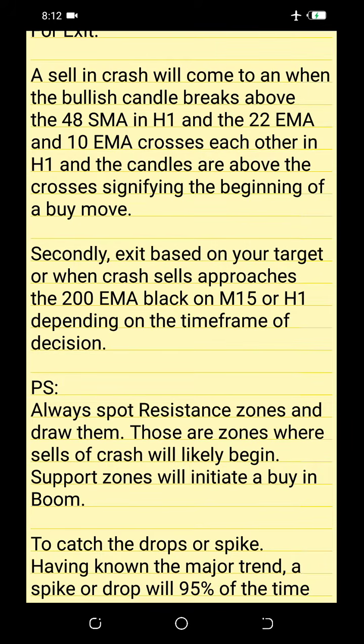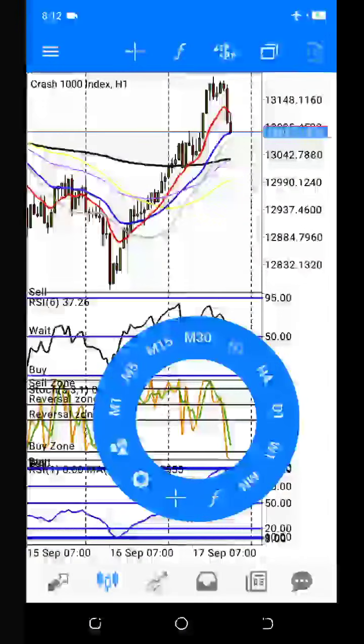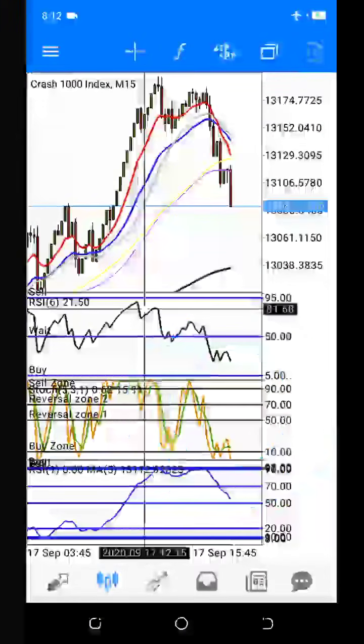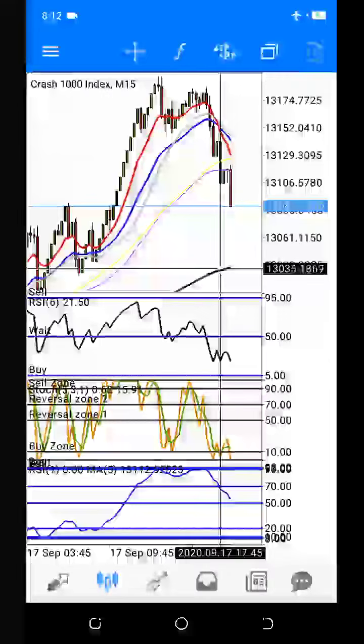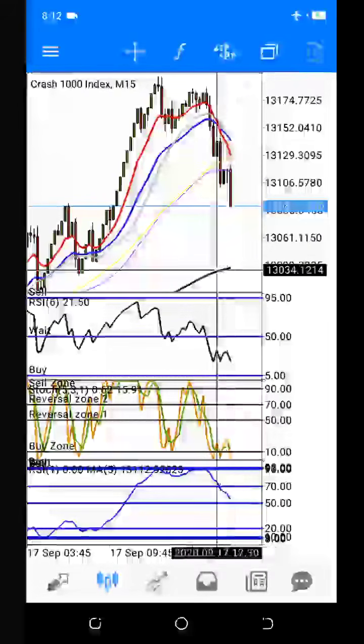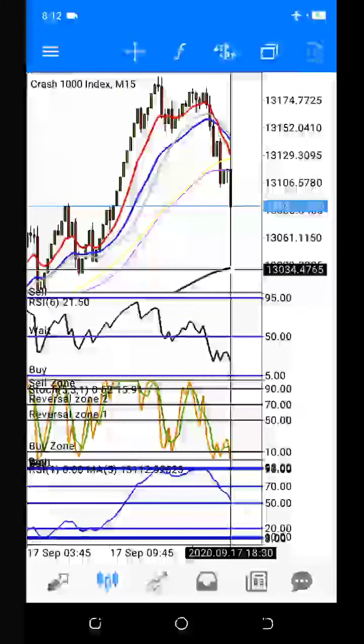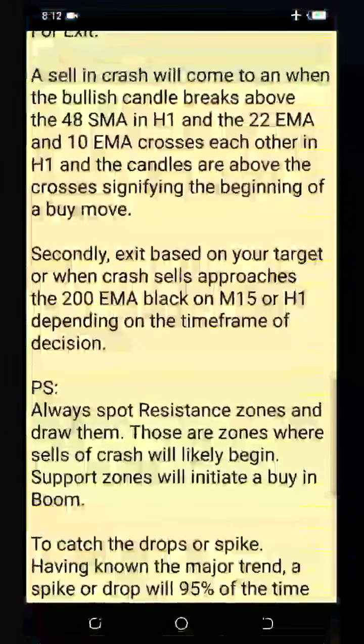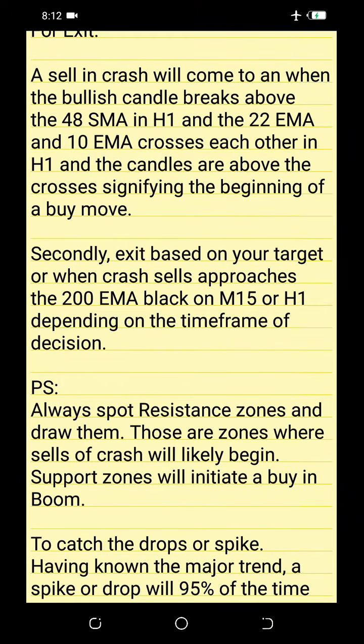So that's it. Now another thing is, based on your target, or when crash sales approaches the 200 EMA, that is what I was explaining. If you come to M15, as it approaches the 200 EMA, that's when that's the exit. That's what I was explaining. That's what that checklist is saying. That's for exit. That's where you close your trade, or in H1, depending on the time frame of decision. That's to say, if you're using 30 minutes, look out for the 200 EMA. If you're using H1, look out for the 200 EMA. Those are your exit points.